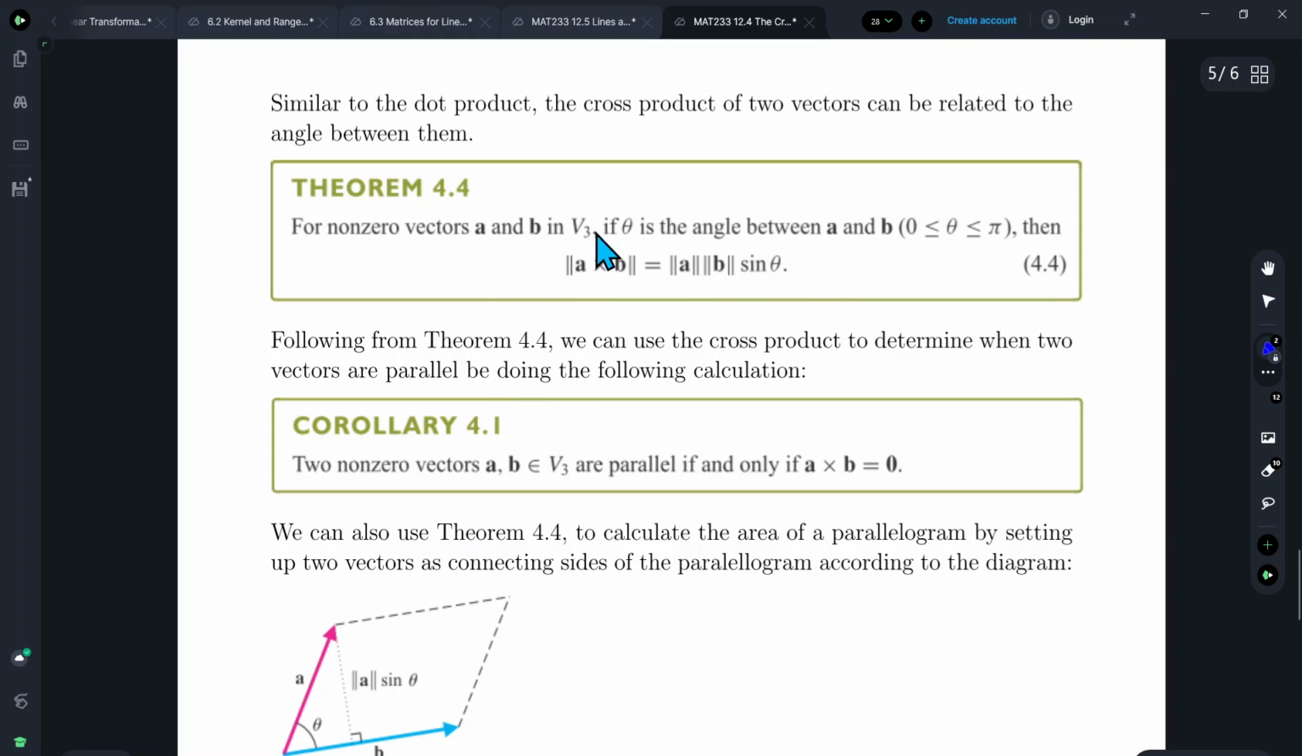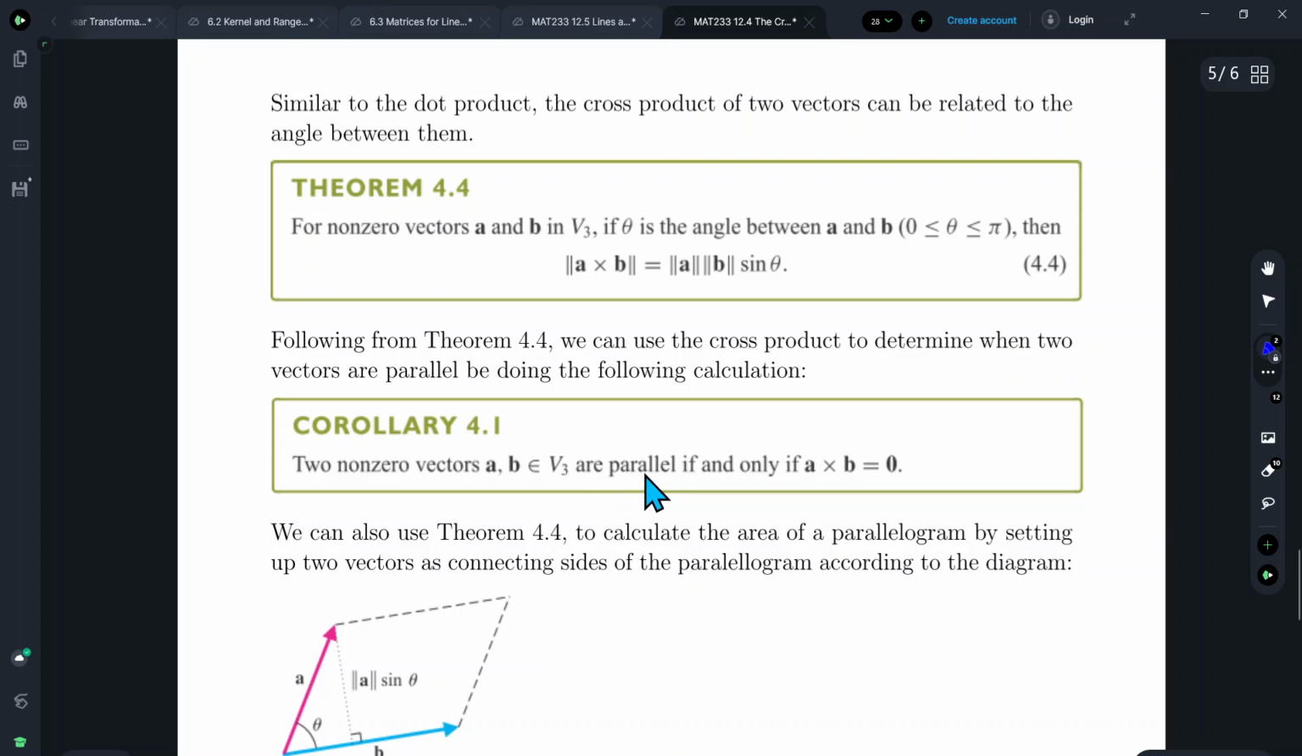There are a few uses of this formula. Basically, if two vectors are parallel, then the angle between them is either 0 or pi, and sine of 0 and sine of pi are both equal to 0. That tells you the magnitude of the cross product is equal to 0. And if the magnitude is 0, the cross product has to be the 0 vector. So this is a way of determining whether two vectors are parallel: you calculate the cross product, and if the result is the 0 vector, then they're parallel.